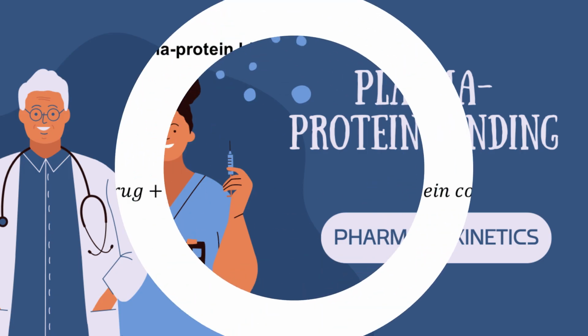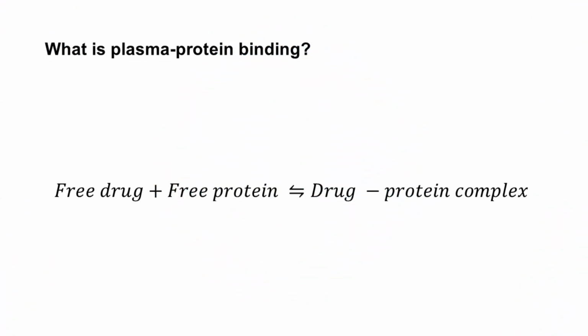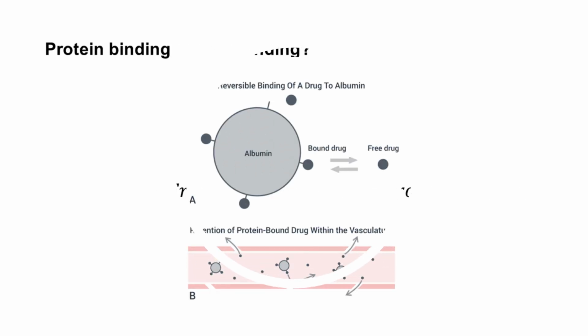Let's get started. Plasma protein binding can be defined as the reversible interaction of drugs with plasma proteins. Drugs can also bind to red blood cells, tissue membranes, and other components of blood and tissue. Protein binding can be described as free drug plus free protein in equilibrium with a drug-protein complex. Importantly, it should be recognized that plasma protein binding is reversible, and the binding and release is very fast.